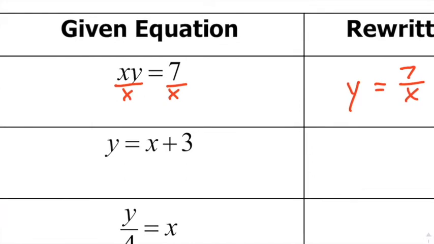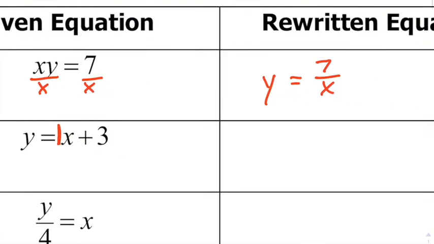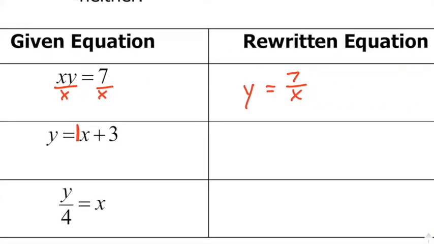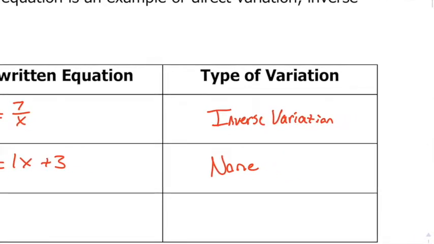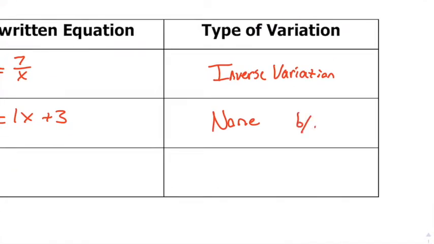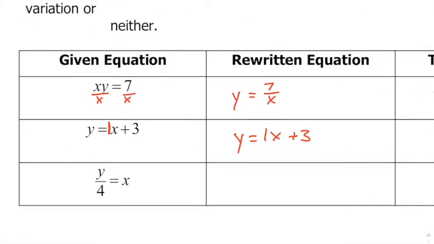Now this one here is pretty close to direct variation. It's like having a 1x out there in front, but since you got this plus 3, typically we don't have any constants with these. So rewritten equation, this is already solved for y, I guess. But this is none of the variations. And if you want to put a reason here, I would say because there's a constant term, I guess. So these will look very basic here with inverse and direct variation.